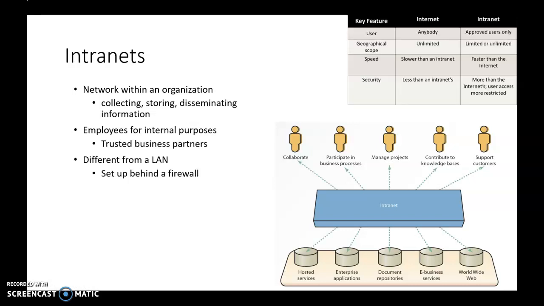When we look at the table that was provided, it compares the differences between the internet and intranet. The first big difference is the type of user. On the internet, anybody can use it. On an intranet, only those who have the authorization. So we see our geographical scope being more limited because it's only for those people inside of the company. The speed is going to be much faster because they're not going out onto the general internet to get access to this information.